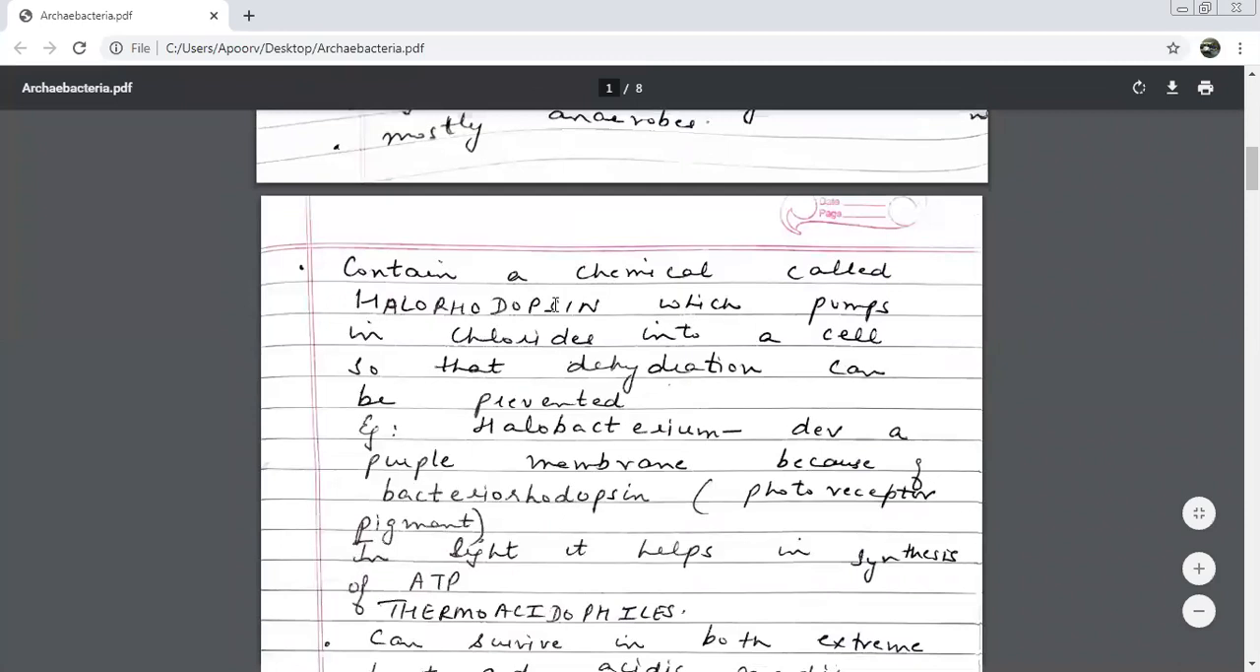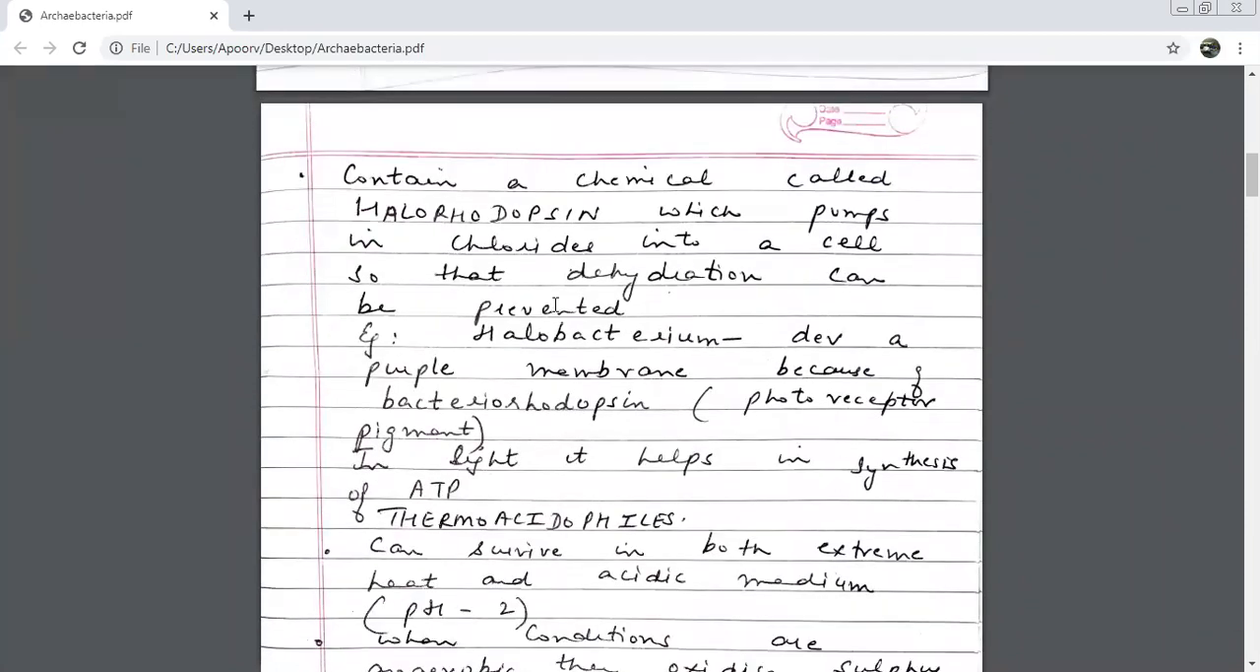This is the difference, and it is very special now. They contain a chemical called halorhodopsin. This is a very important chemical because it keeps sending chlorides into the cell so that cell dehydration does not take place. Chlorides help in maintaining the proton pump. So what does halorhodopsin do? It keeps pumping chlorides inside so that they can maintain the water balance and prevent dehydration of the cell. Name the chemical that prevents dehydration of a cell by pumping in chlorides: it is halorhodopsin.